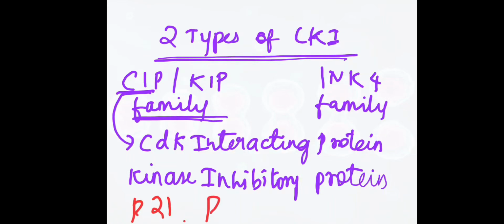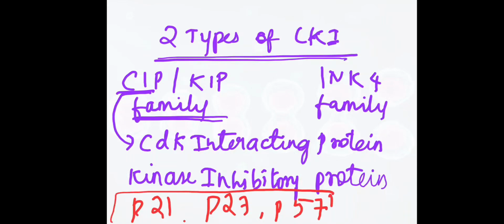Okay, so the CIP KIP family includes P21, remember this, P21, P27 and P57. All these are inhibitors. Which belong to which family? CIP KIP family. What is the CIP KIP family? It is a type of CKI. What is CKI? CDK inhibitor protein. What does CKI do? It inhibits or makes the cyclin-CDK complex inactive. Okay, so which are the three major CKIs of CIP KIP family? That is P21, P27 and P57.